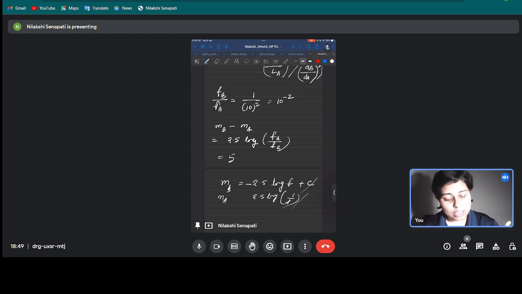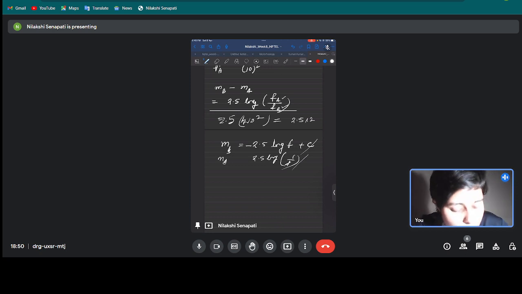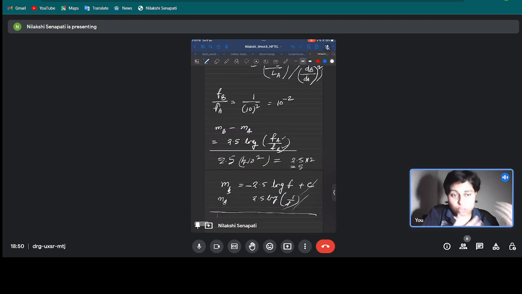Then for MB, the FB will be in the denominator. For MA, it will be in the numerator. Then finally what you get is 2.5 log FA by FB, and that is 2.5 into log of 10 square, that is nothing but 2.5 into 2, that is how you get 5. So you need to modify the equations, you need to play with the equations.